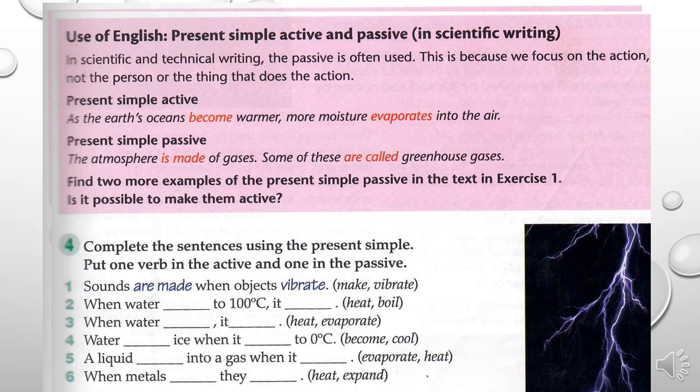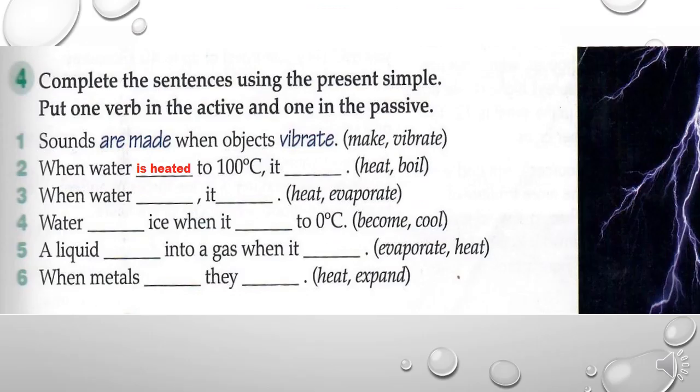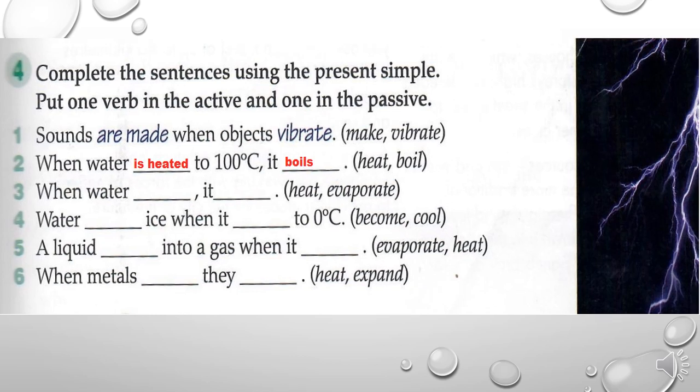So now let's move to number 2. When water is heated to 100 Celsius, what's going to happen? Now look at number 2. When water, now because water is singular, we have to use is. Then, what is the past participle of heat? It is heated. So when water is heated, it boils.